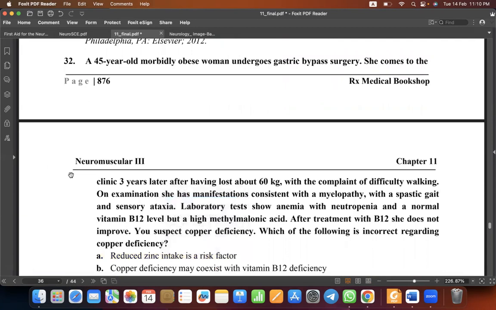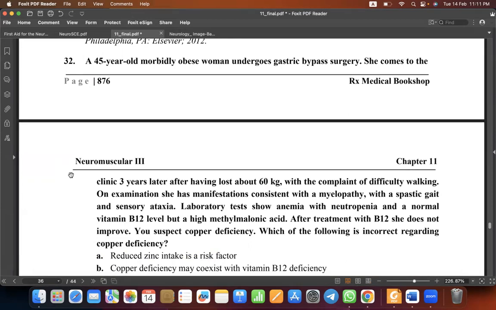Now, a 45-year-old morbidly obese patient had a gastric bypass and came to clinic 3 years after that, having lost about 60 kg. Oh, that's very good. So now she's complaining of difficulty walking. On examination, she manifests myelopathy, spastic gait, sensory ataxia. There's anemia, neutropenia, normal B12, but very high methylmalonic acid. The issue is that after treatment, B12 doesn't improve, okay, you suspect copper deficiency.